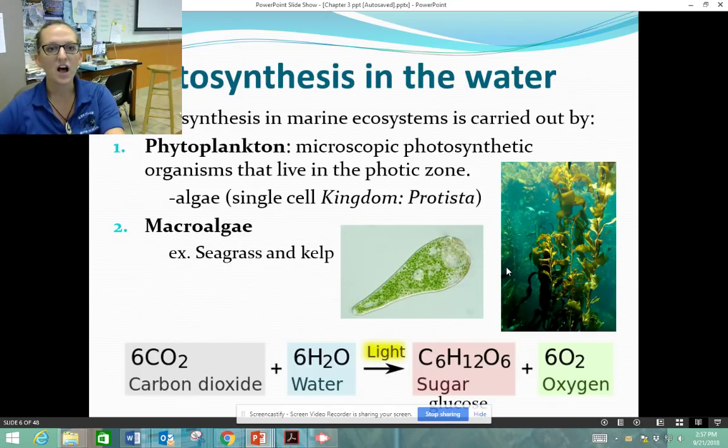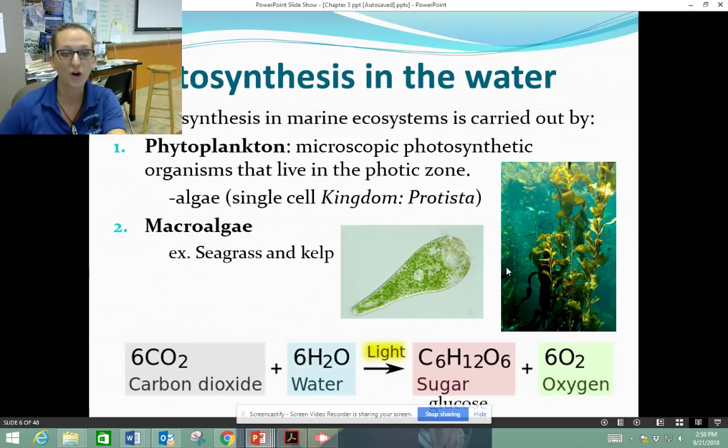Photosynthesis in water. Your two organisms that are going to be doing this are phytoplankton. They're microscopic photosynthetic organisms that live in your photic zone. Phyto and photo are all about light. And plankton means you are planktonic, that you just freely float. An example of that is algae. And then we have macroalgae, big algae, like seagrass and kelp.